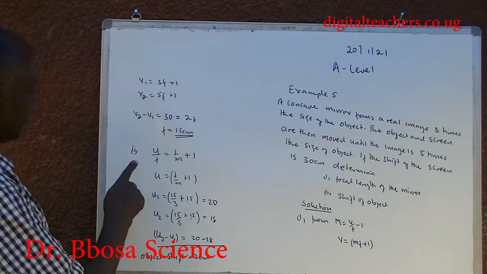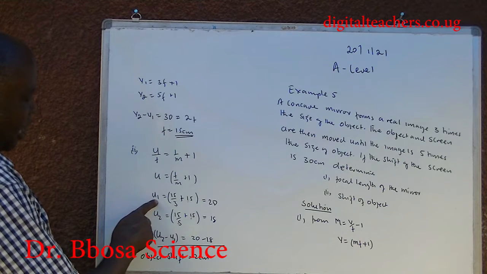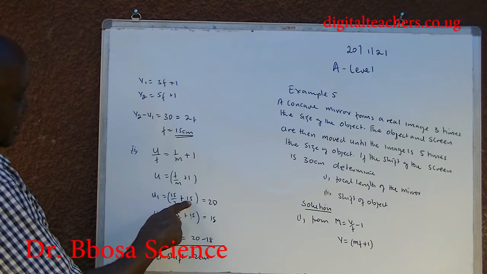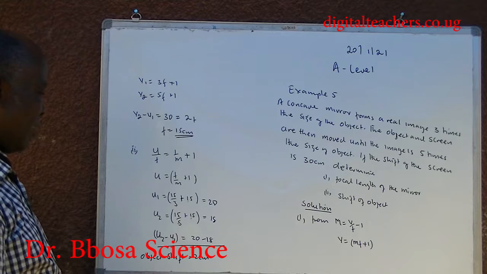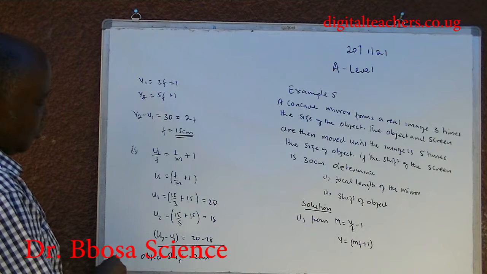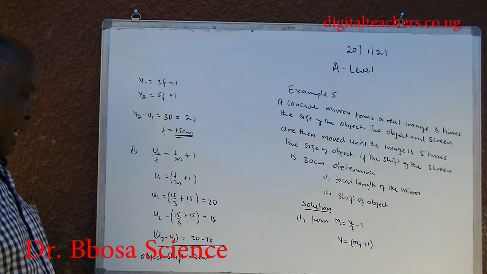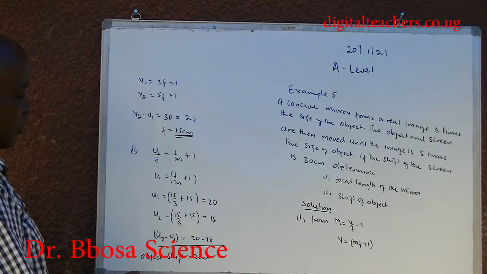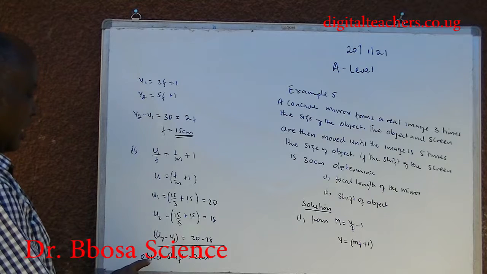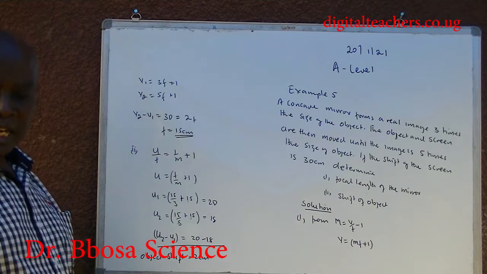Two, u is equal to f(m plus 1) over m. u1 would be equal to 15 over 3 times 15 plus 15, which is equal to 20. Also, u2 would be equal to 15 over 5, which is 3 plus 15, 18. u1 minus u2 is equal to 20 minus 18. Therefore, the object shift is 2 centimeters.